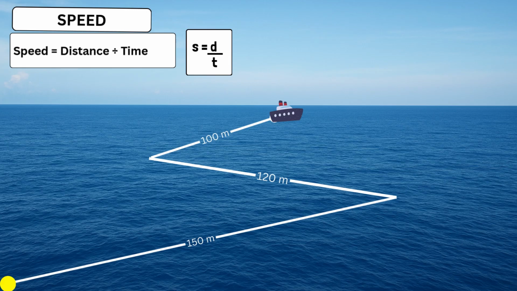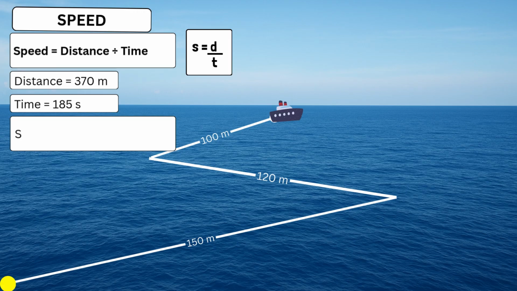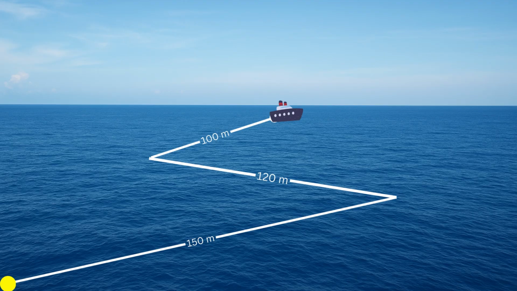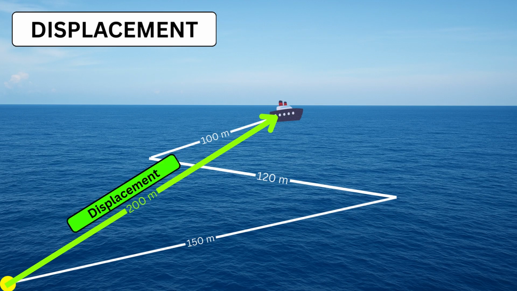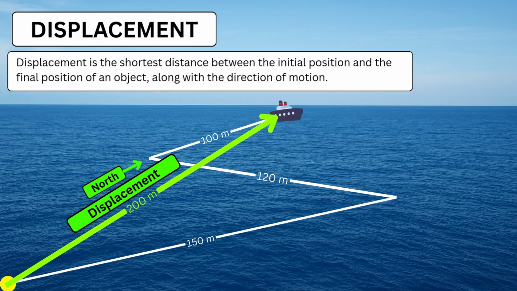For example, if the ship covers 370 meters in 185 seconds, its speed equals 370 divided by 185, 2 meters per second. That means the ship moves 2 meters every second, but we still don't know its final position. To find that, we need displacement, the shortest straight-line distance from the starting point, the origin, to the ship's final position, along with the direction. Displacement tells us the ship's actual position from where it began.